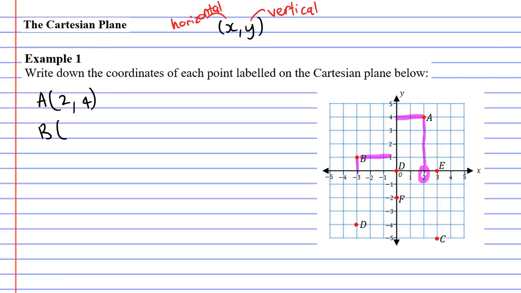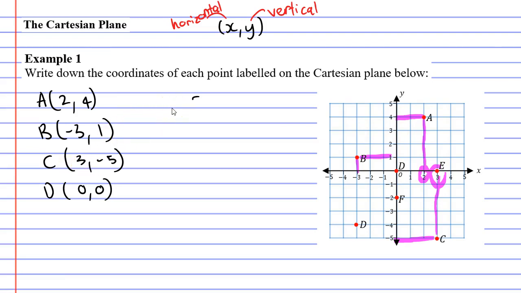So now looking at point B, which lines up with the -3 and the 1. Now because the -3 is on the x-axis, the -3 goes first and the 1 second. Now point C, which lines up with -5 and 3, because the 3 is on the x-axis, that must go first and -5 goes second. And then we've got point D, which is actually at the origin, meaning its coordinate is 0, 0.